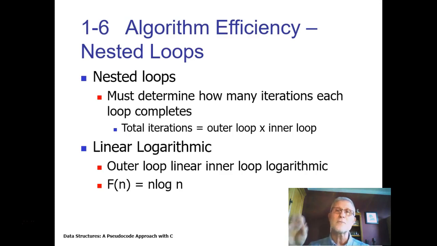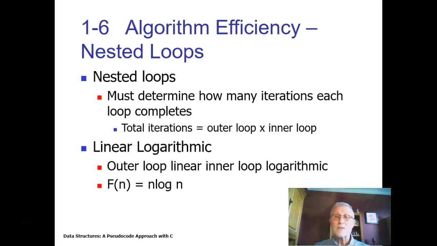Now, you've probably seen a nested loop. With nested loops, I have to determine how many iterations each loop completes. The number of iterations is the outer loop times the inner loop, which gives me some counter. If it's a loop like for x 1 to 10, and inside it's y 1 to 10, the outer loop is 10, the inner loop is 10, so total iterations is 100. So you get the idea.